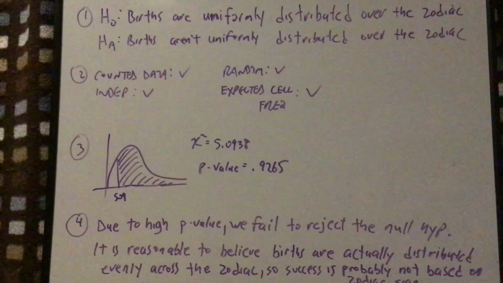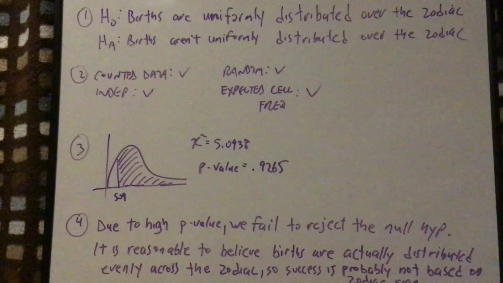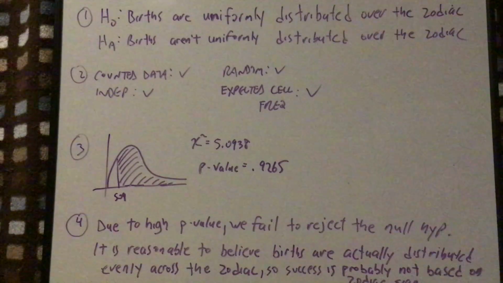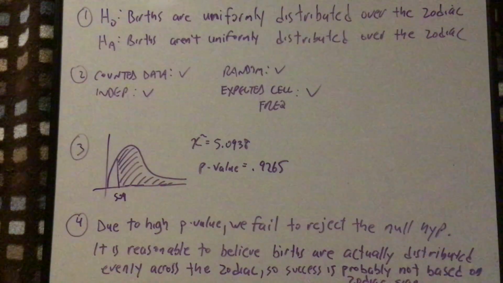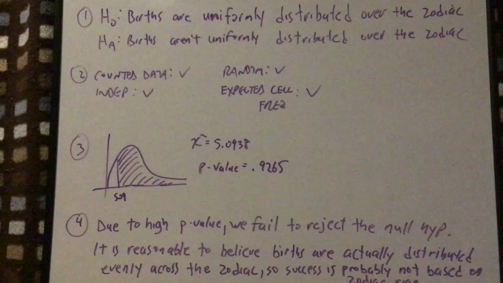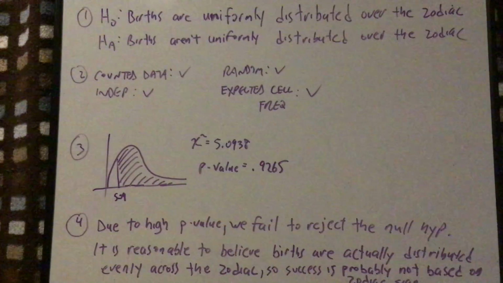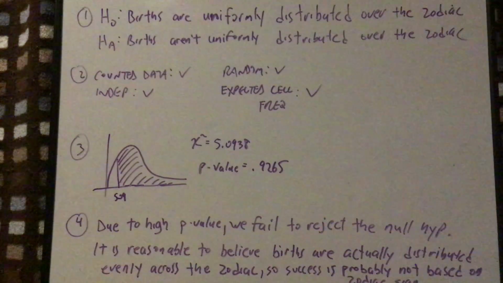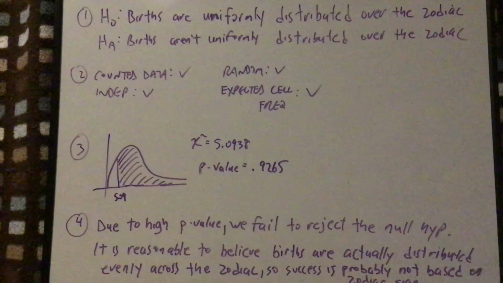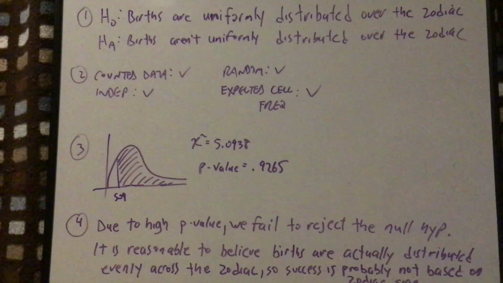So Pisces seems a little high and Gemini seems a little low, but they're not really unusually high or unusually low. So basically, it's believable that the birds are evenly distributed across the zodiac, so success is probably not based on zodiac sign. Pisces is high probably due to natural variation, not due to the fact that Pisces is actually making people better at business.